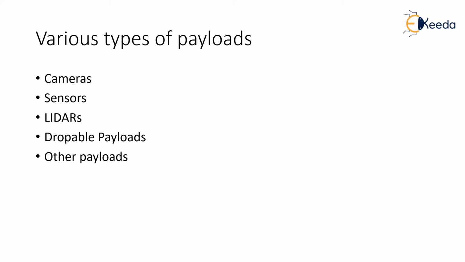There are various types of drone payloads that are currently being used. They are as follows: cameras, sensors, LiDARs, droppable payloads, and other payloads. The details of the payloads will be covered in a later lecture.